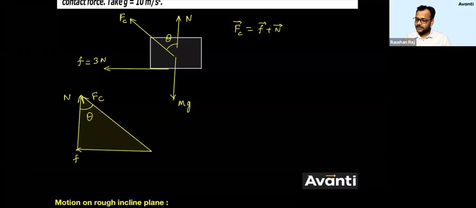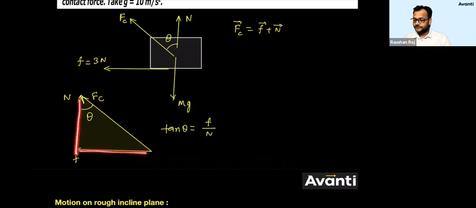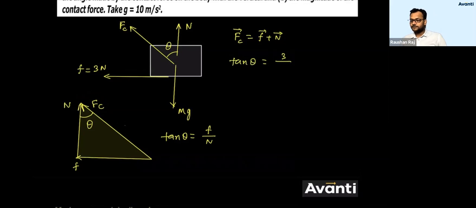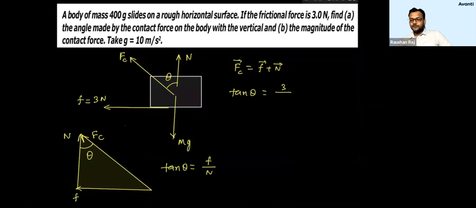So the FC is making angle theta with the vertical. तो कैसे मिले FC यहाँ पे बच्चा? तो कहने से tan theta will be equal to F divided by N. Because for this theta, this will be perpendicular. This is the base. So यहाँ से निकालो, tan theta will be equal to 3 divided by what will be the value of N बच्चा लोग? What will be the value of N?